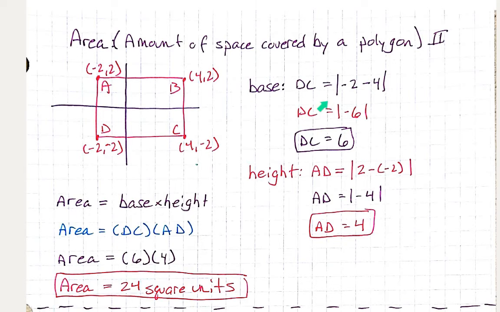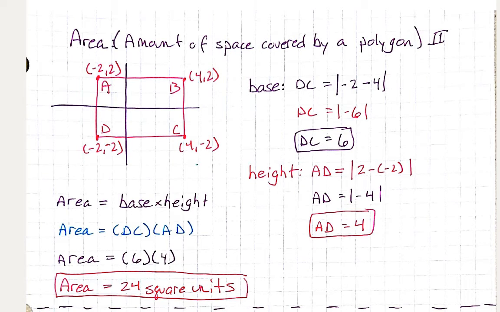All right, DC. So since DC is a horizontal segment, to find its length, we're going to look at the difference between the x-coordinates. X-coordinates are -2 and 4. -2 minus 4 is -6, and the absolute value of -6, its distance from 0, is 6. Next, we're going to find the height. That's AD. Now, of course, if DC is the base, we could measure the height as AD or BC. It doesn't matter either way. And in fact, the numbers would be the same.